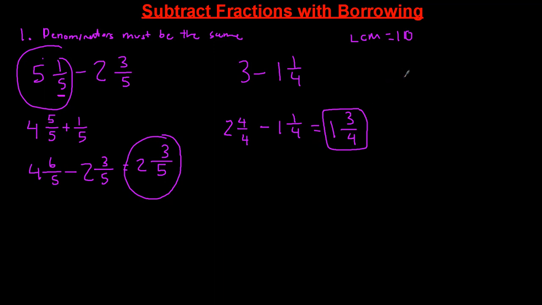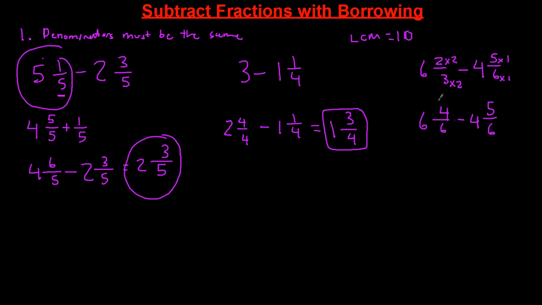Let's try one last example. 6 and 2/3 minus 4 and 5/6. In this situation here, our common denominator is going to be 6. So let's go ahead and rewrite that. Times 1 times 1, and then times 2 times 2. So we have 4 at the top.